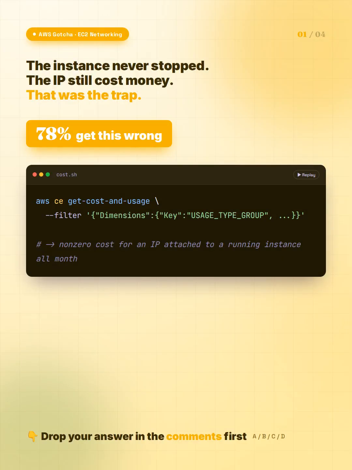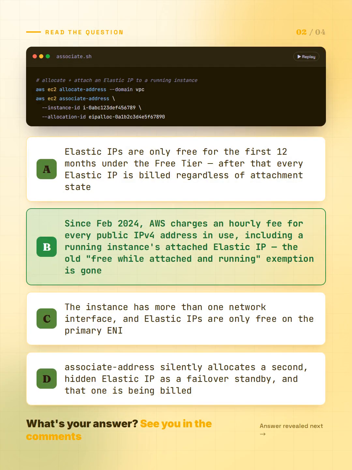You launch an EC2 instance, and out of habit you allocate an elastic IP and attach it, because the classic advice was that it's free as long as it's attached to a running instance. That instance runs non-stop for a whole month, never stopped, never terminated. But the bill still shows an hourly charge for that IP address every single hour. Why? Here's exactly what happened.